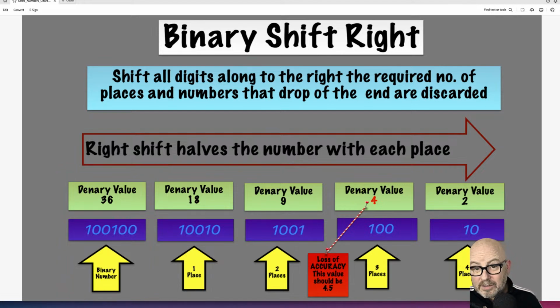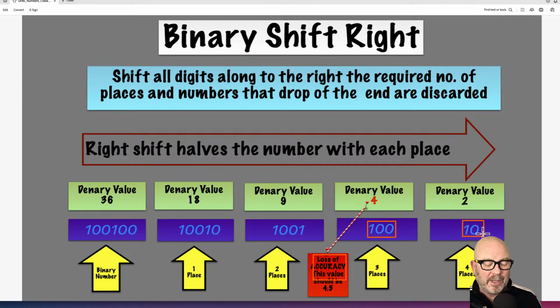Now, look at this. This is where I reckon they might ask you a question about this in the exam. Look at what happens here. If we go to 3 places, see how this 9, if you halve it, you end up with 4, because in binary you can't have 0.5. So when you do that, you actually lose accuracy, or precision, they call it in some examples. This should be 4.5, but in fact it's just 4, because it's in binary. So you lose precision as you complete more and more shifts right. And if you go one more shift right, you end up with 10.